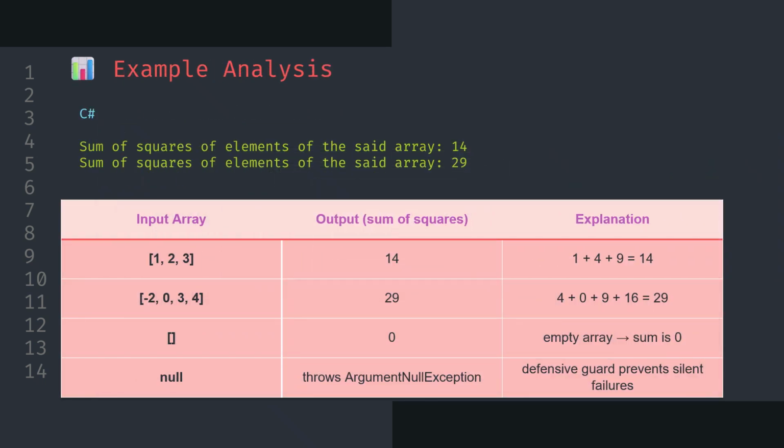Here are concrete examples. Empty arrays produce 0 since there are no items to sum. Passing null throws an ArgumentNullException. This is intentional, so calling code is made aware of invalid input immediately rather than receiving an incorrect 0.